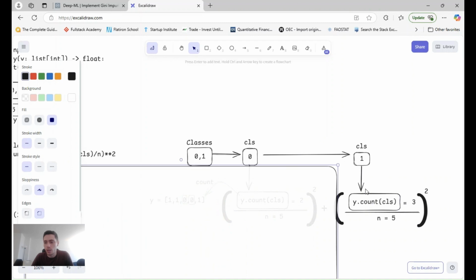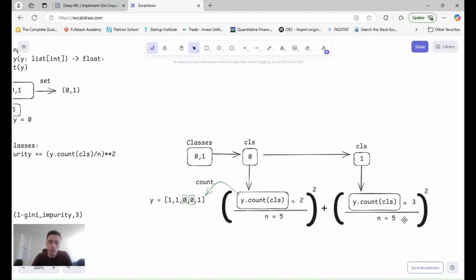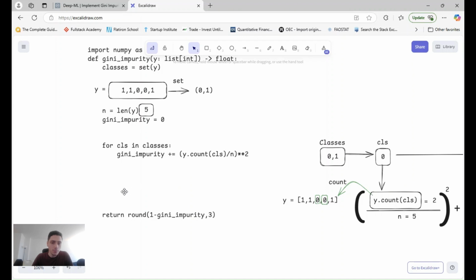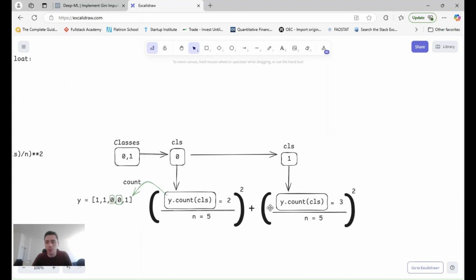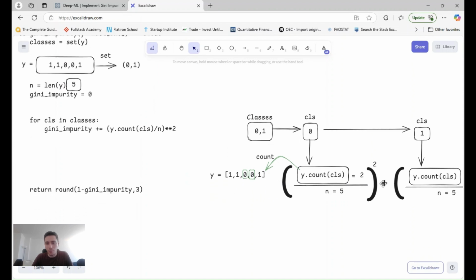For class number 1, same exact thing. How many 1 classes are in y? That equals 3, and then it's 3 divided by 5. Then we would add those values up together, and that would give us the Gini purity. To make it impurity, you simply do 1 minus that number.